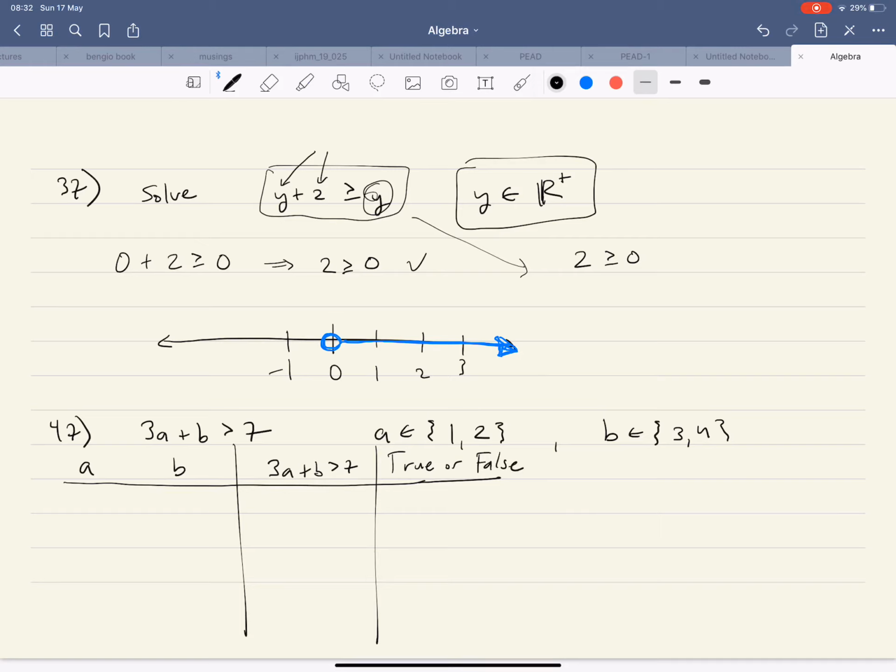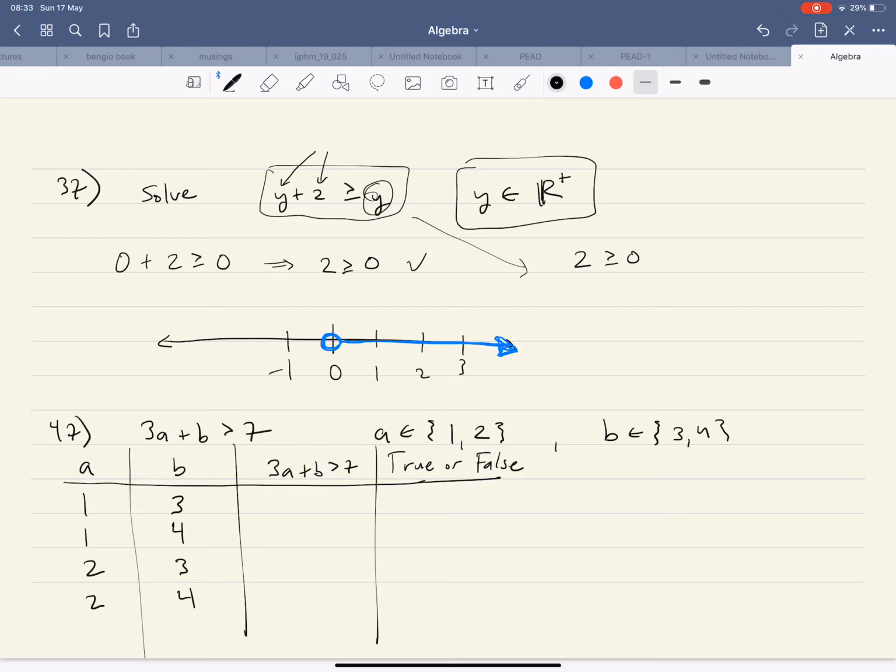Okay? So a can be 1 and b can be 3. A can be 1 and b can be 4. A could be 2 and b could be 3. Or a could be 2 and b could be 4. So those are going to be my inputs. And now I'm going to evaluate the expression for each of those.